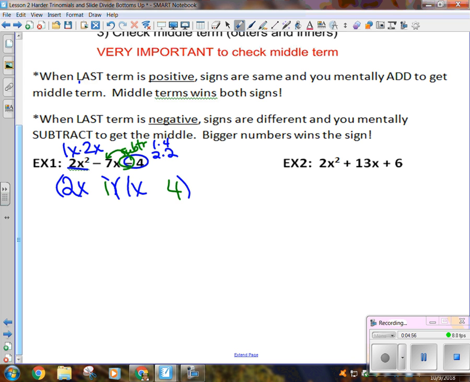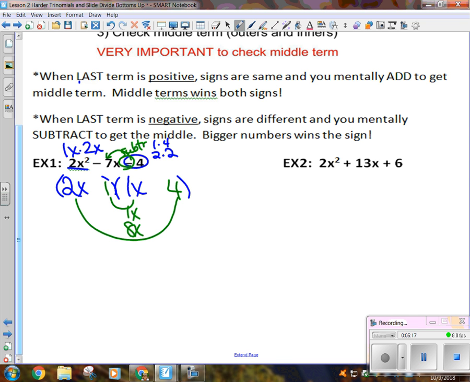Now I'm going to try. You ready? What's 1 times 1x? 1x. What's 2x times 4? 8x. If you mentally subtract 8x and 1x, you end up with what? 7x. Does everybody see that? So I think I've got the numbers in the right spot, but now I have to check my signs.